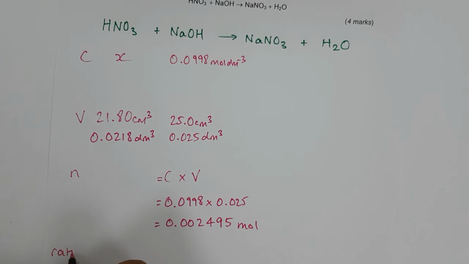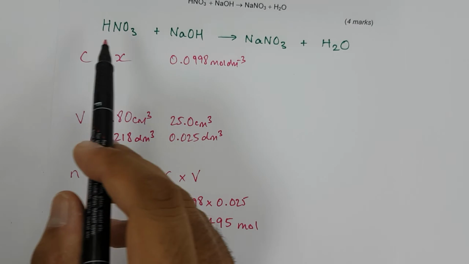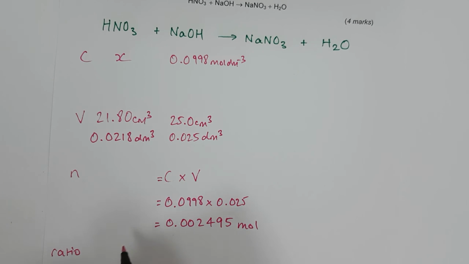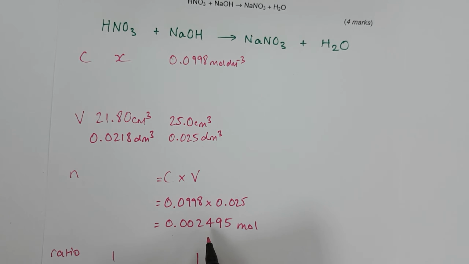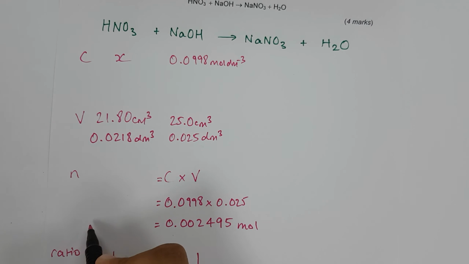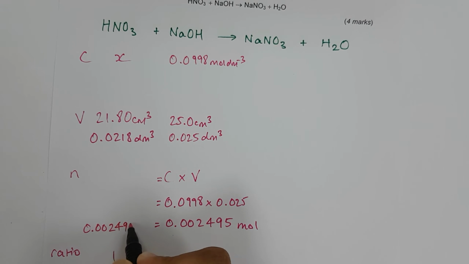We then look at our equation and we can see that there is a 1-to-1 ratio between the acid and the alkali, which means that 0.002495 moles of sodium hydroxide will exactly neutralize 0.002495 moles of nitric acid. And from here on out, it's actually quite straightforward.